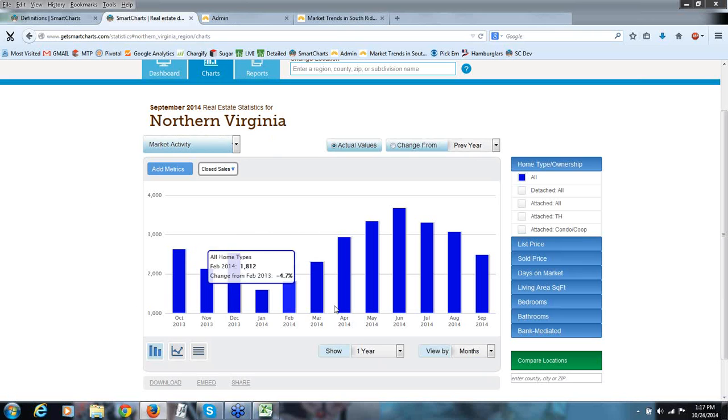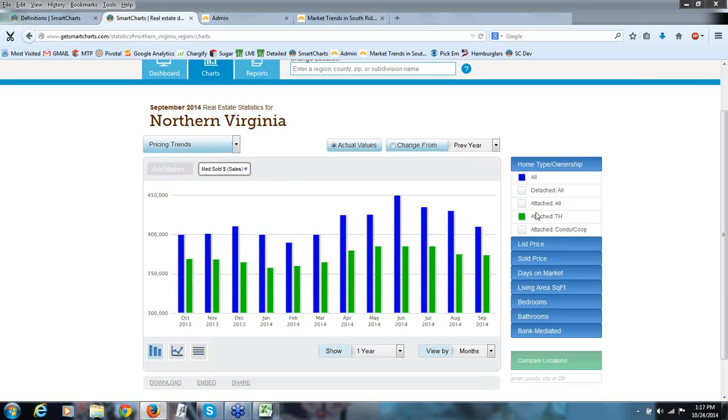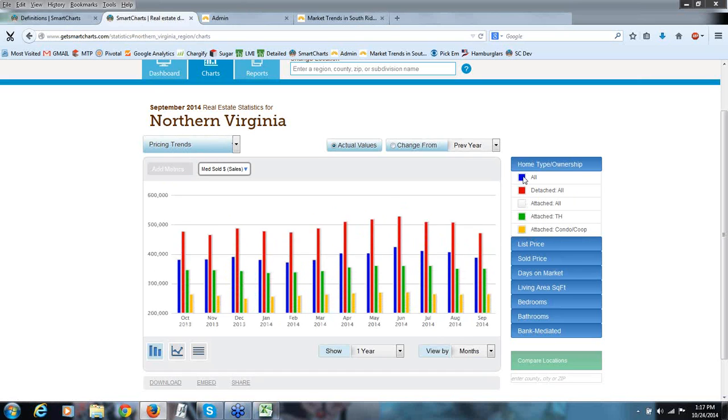The default here is just 12 months of sales, and the default is market activity. You can see over on this right side, these are all of my facets. We call them facets. They're basically property characteristics or listing characteristics that you can dive further into. So for example, I can switch this to pricing trends and look at median sold price for attached townhouses versus how much it costs for condos and detached homes.